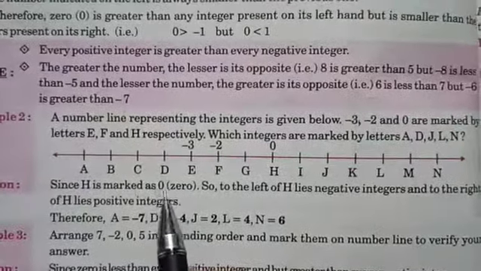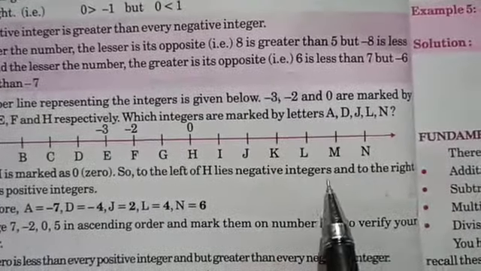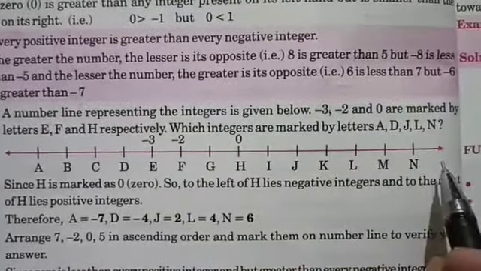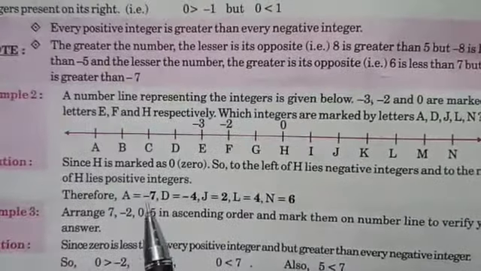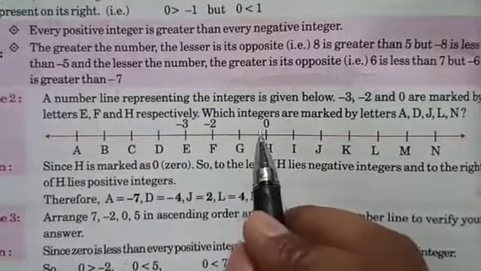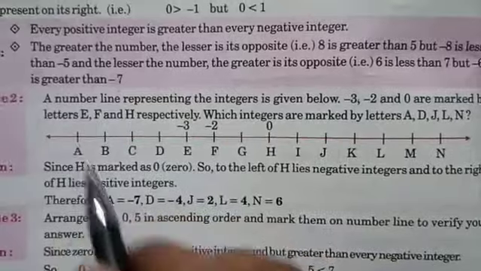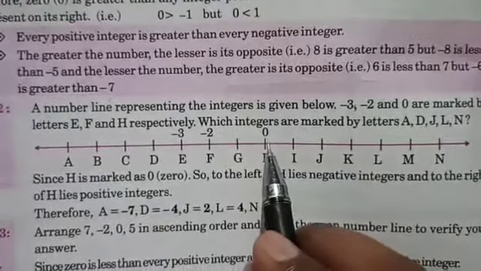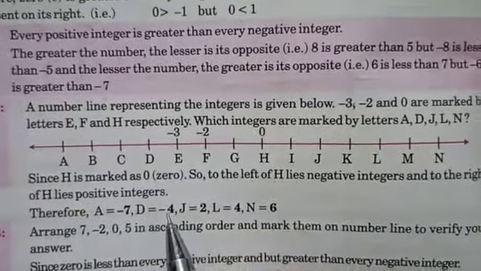Since H is marked as 0, the left of H lies negative integers and to the right of H lie positive integers. Here all positive ones, here all negative integers. Therefore A is equal to -7. Here we can see 0, -1, -2, -3, -4, -5, -6, -7. A is equal to -7. And D: 0, -1, -2, -3, -4. So D is equal to -4.